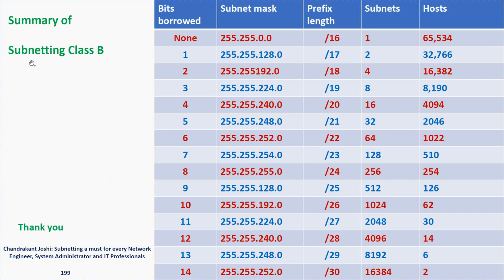Let us have a summary of subnetting class B. So default is /16. As we increase the number of network bits, what happens? The number of subnets increases and the number of hosts per subnet decreases. So if we want only 2 hosts, we always use /30, be it class C or class B or class A.